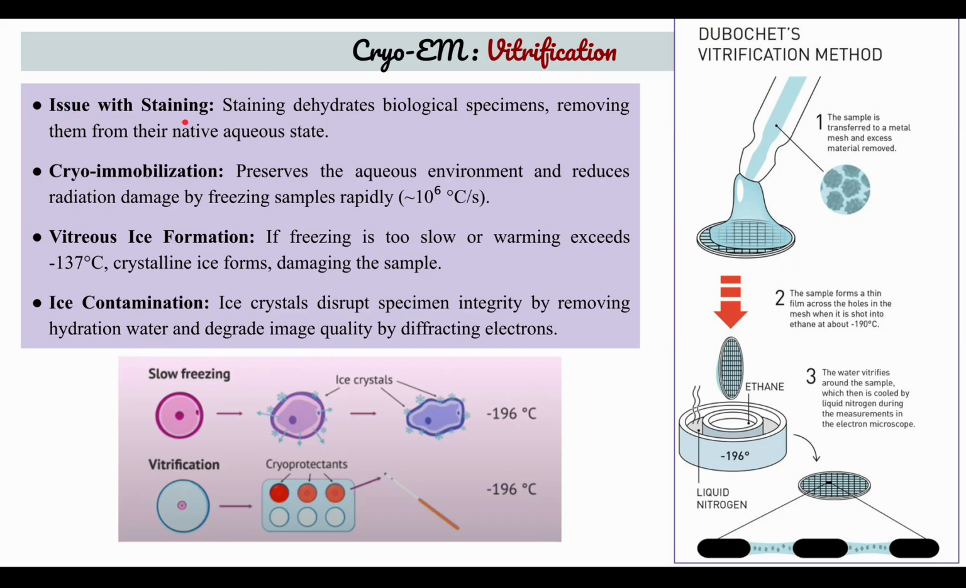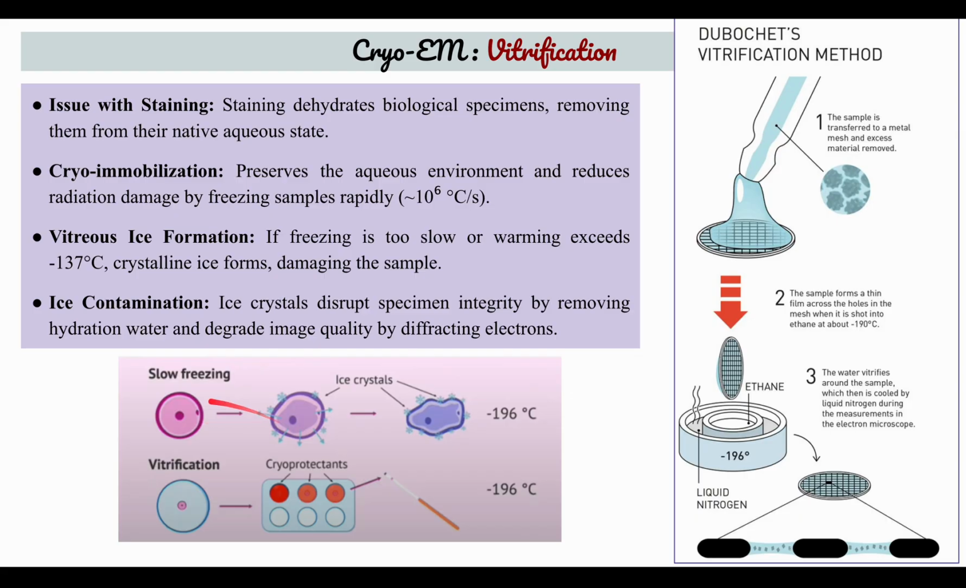So next thing is vitrification. There are some issues with negative staining, because staining dehydrates biological specimens and removes them from their native aqueous state. For that reason we go for vitrification. This is also known as cryoimmobilization, which preserves the aqueous environment and reduces radiation damage by freezing samples rapidly, and the speed at which the freezing is done is 10 raised to power 6 degrees centigrade per second. So this is how the temperature is dropped per second. Vitreous ice formation: if freezing is too slow or warming exceeds negative 137 degrees centigrade, then crystalline ice will form.